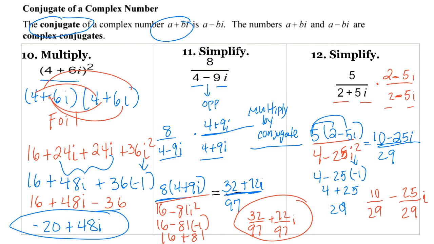Now, if you have fractions that you can reduce, then you reduce them, but these cannot be reduced, so it stays 10 over 29 minus 25 over 29i. So any questions about finding the conjugate to eliminate the i from denominators?